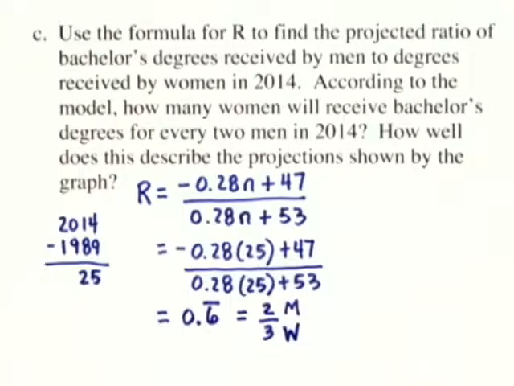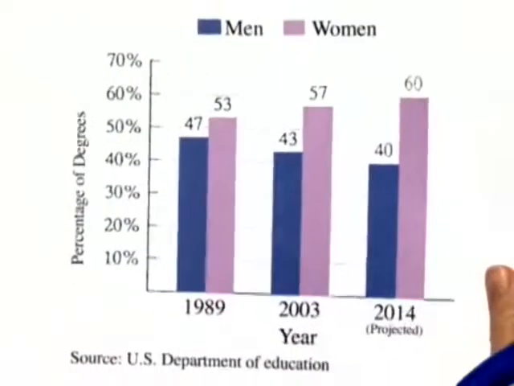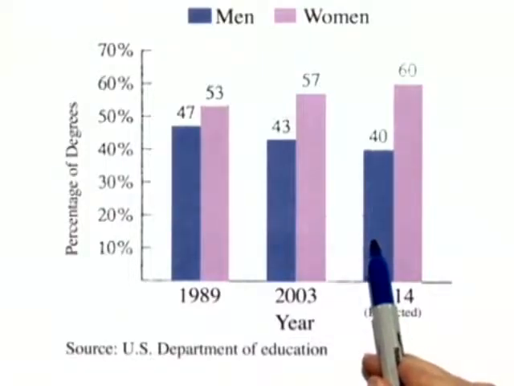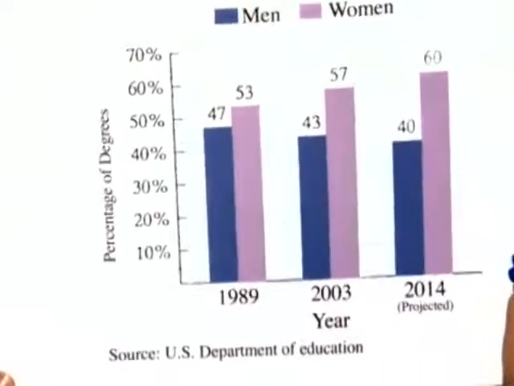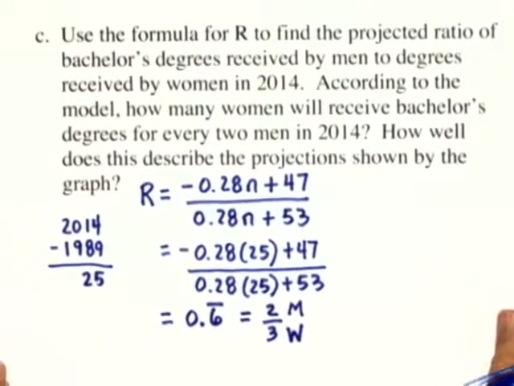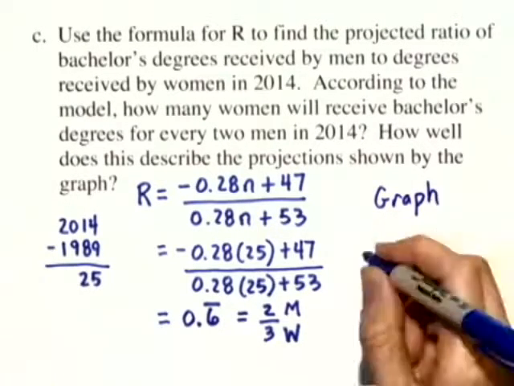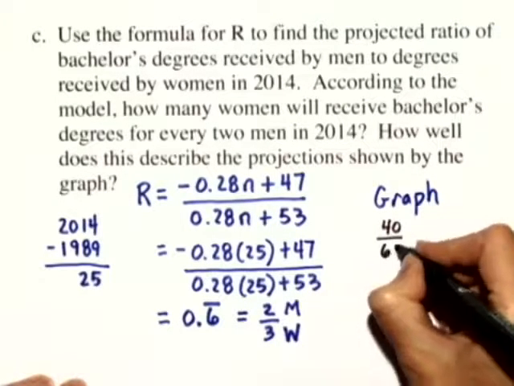So, how well does this describe the projections shown by the graph? Well, let's look one more time at the graph. So in the year 2014, the bar graph shows that for 40% of men receiving a bachelor's degree, 60% of the women receive a bachelor's degree. So let's compare that. The graph shows 40% men for every 60% women.